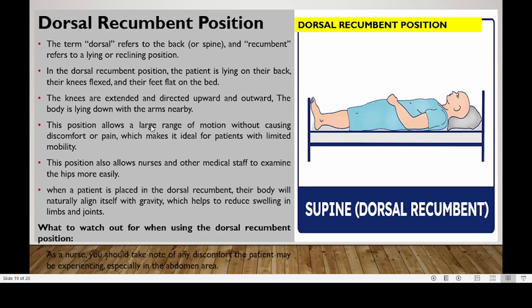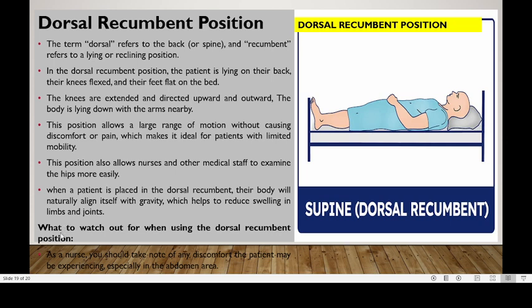This position allows large range of motion without causing discomfort or pain, which makes it ideal for patients with limited mobility. This position allows nurses and other medical staff to examine the hips more easily. When a patient is placed in the dorsal recumbent position, their body will naturally align itself with gravity, and this helps to reduce swelling in the limbs and joints.